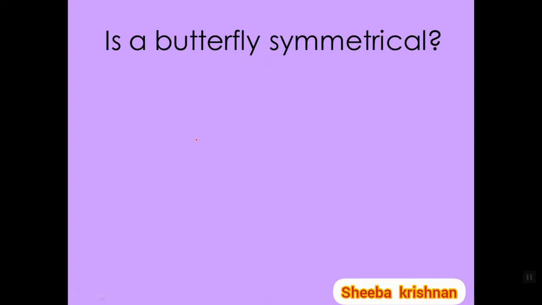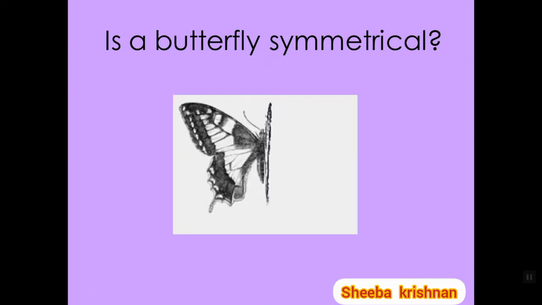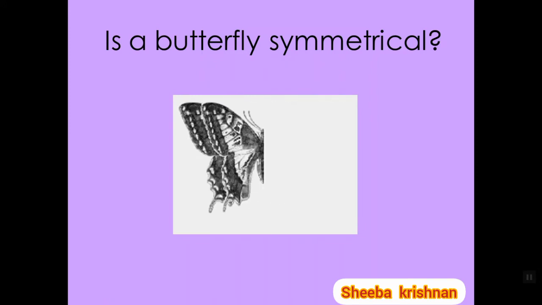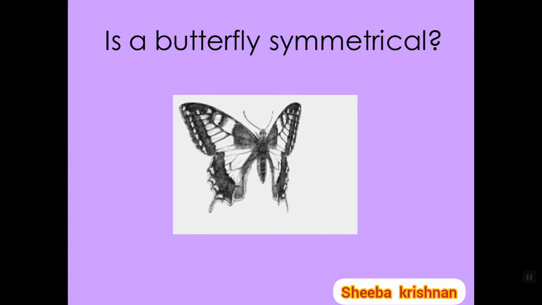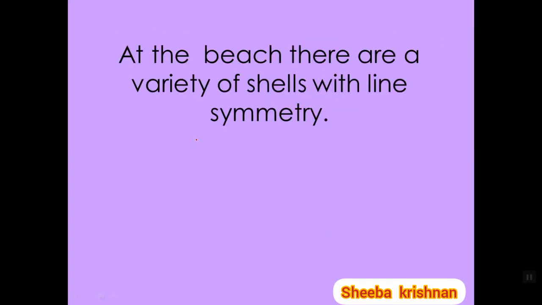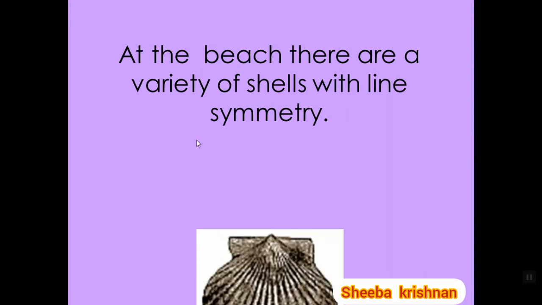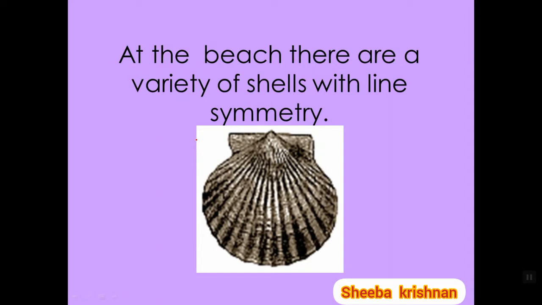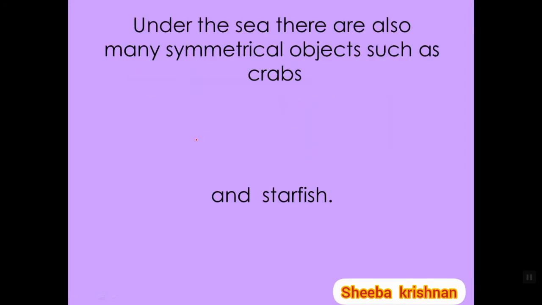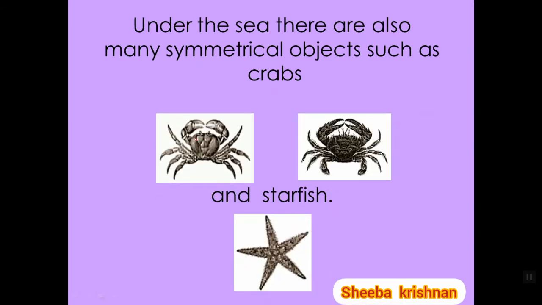Is a butterfly symmetrical? Look here. One half is exactly the mirror image of the other half. So, it is symmetrical. At the beach, there are a variety of shells with line symmetry. Look at this. Under the sea, there are also many symmetrical objects such as crabs and starfish.